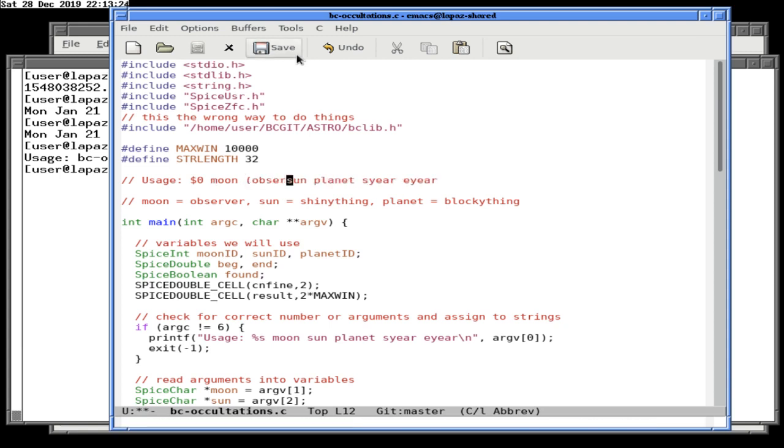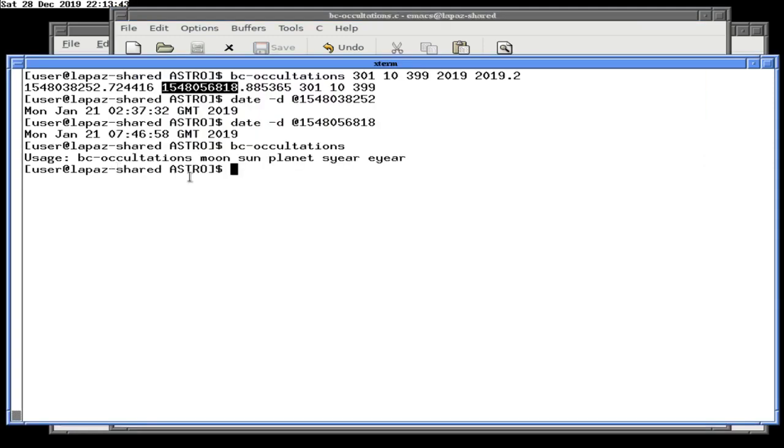Observer. Actually, we can probably do this. Sun equals light source. I'm not going to say shiny thing in the directions. Planet equals shadowed target. That's clever. Shadowed target. Okay. And I haven't really changed anything in the program itself, so start year and end year are pretty basic.